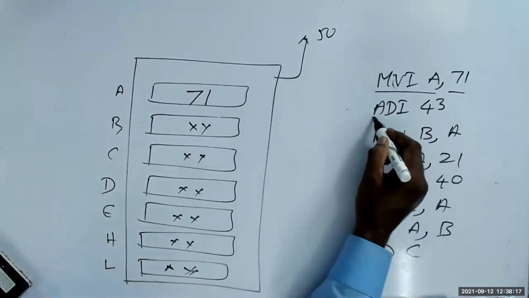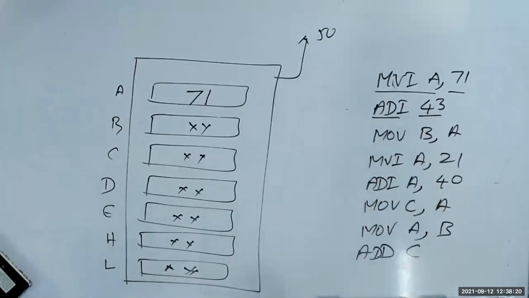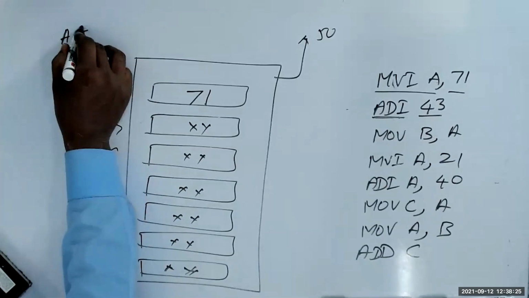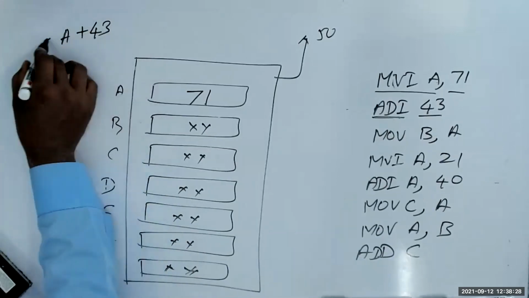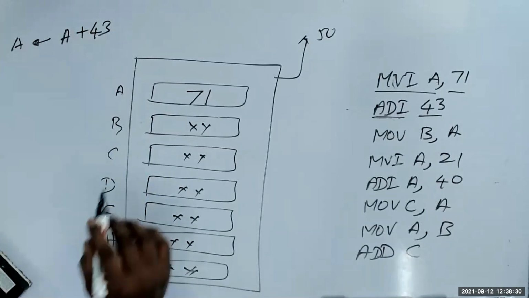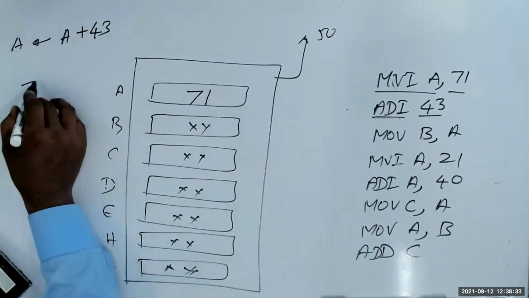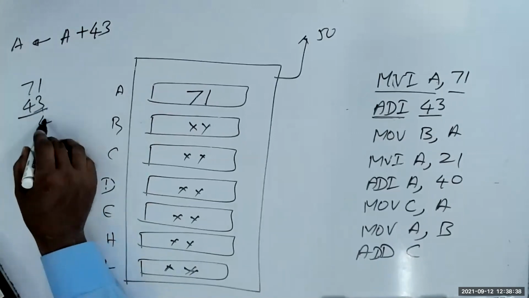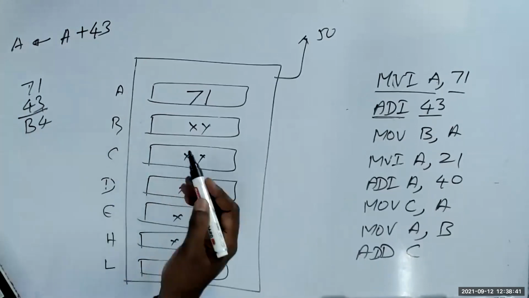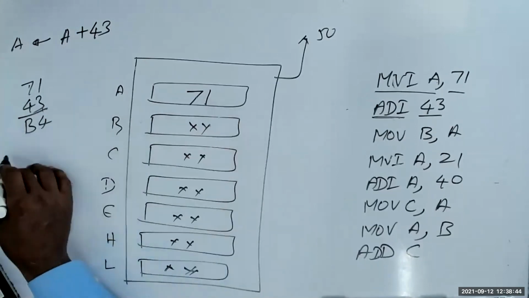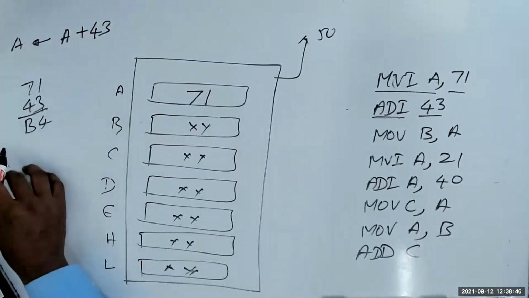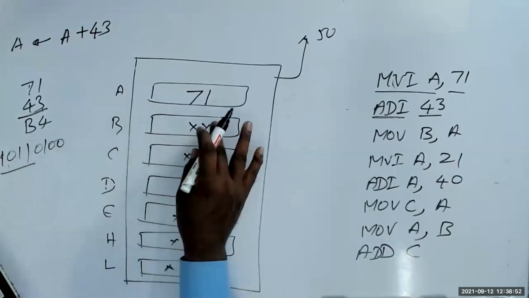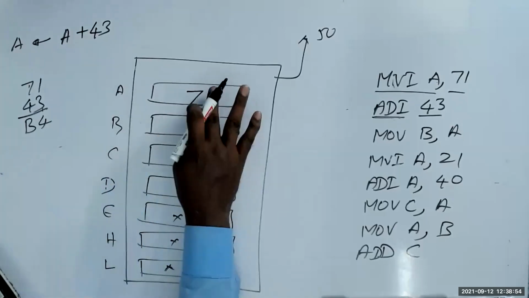Now, add immediate 43. What are you doing now? Add immediate means A plus 43, put the result in A. A is how much? 71. So 71 plus 43, how much? 7 plus 4 is B, 11 means B. B means 1, 0, 1, 1. That is 11. 4 is 0, 1, 0, 0. Now that goes to A. So A becomes now B4.